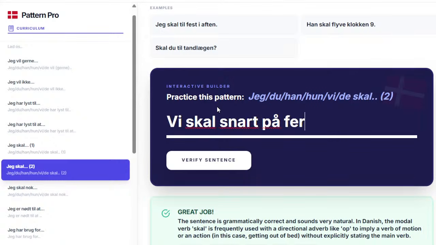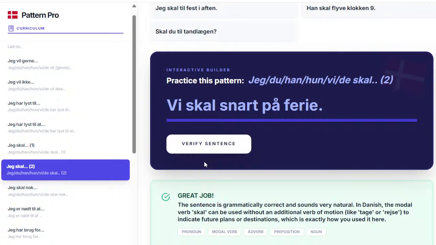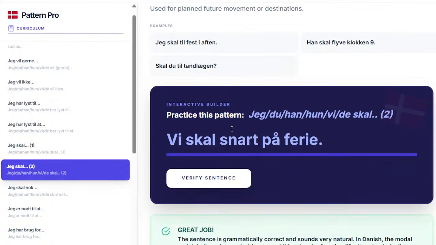Vi skal snart på ferie. Which is of course, we're soon going on vacation or holiday. Because again, it's a plan. So you know it's a plan because it's in the future. If you're going on a vacation, it's yeah, it's in the future. Otherwise, it would be jeg er på ferie. I am on vacation. Right? So that kind of gives it away whether the emphasis is about like, oh, you must, like you absolutely have to, or if it's more like you're going to.